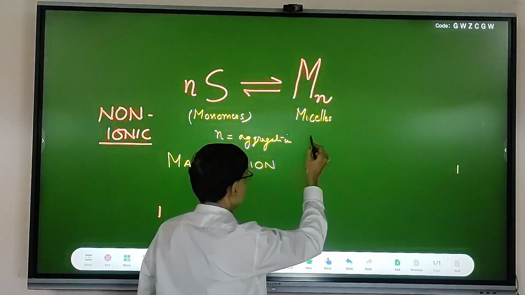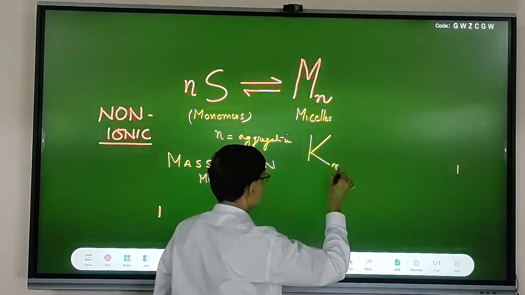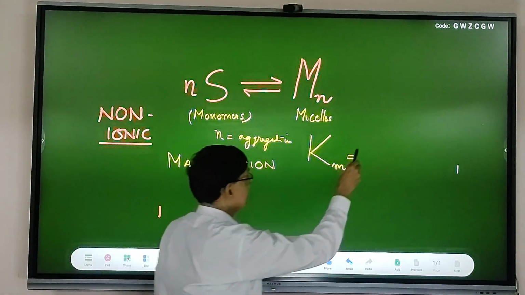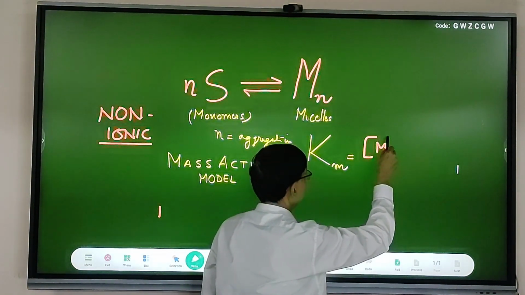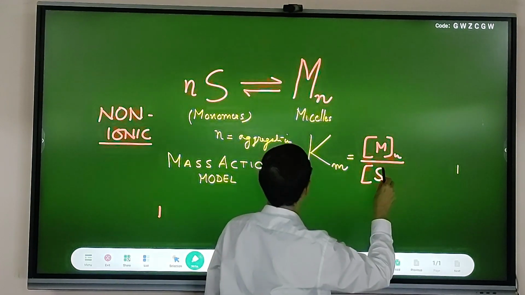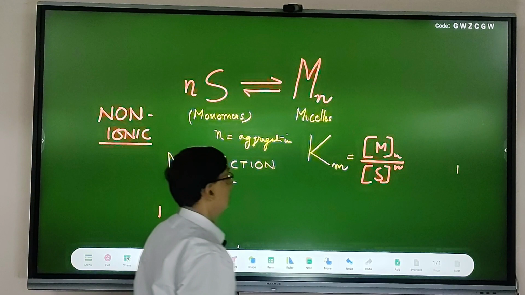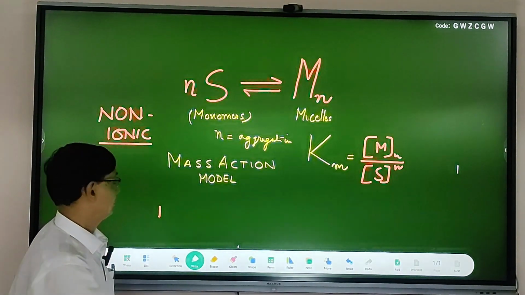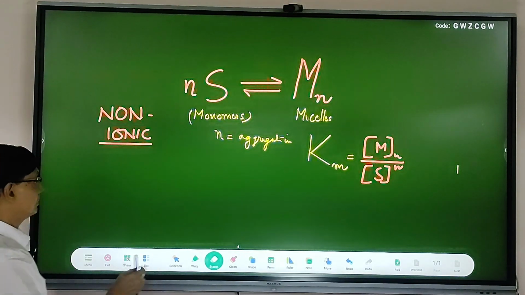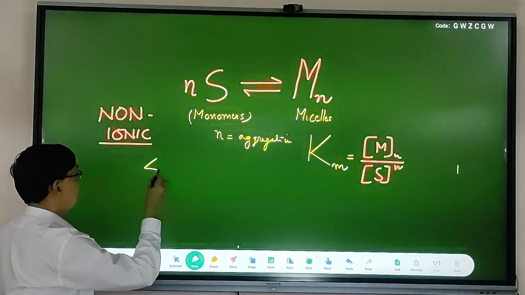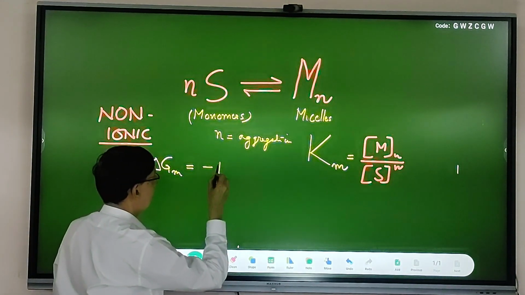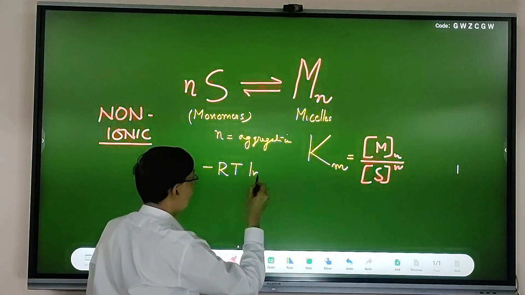We know that the Km, micellization constant, is equal to M over S to the power N. We know that delta G of M is equal to minus RT natural log of Km.